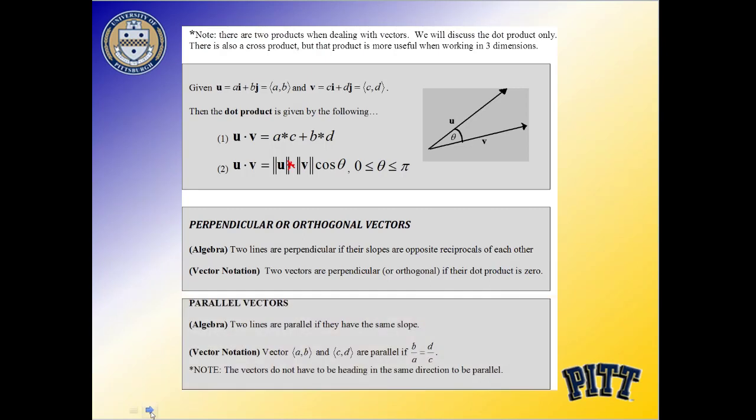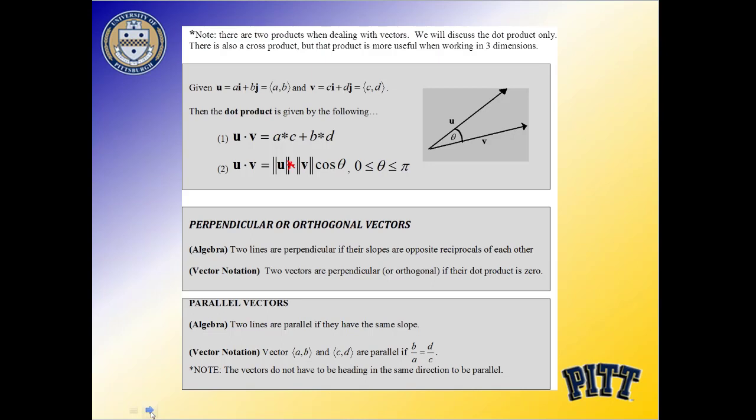Parallel vectors. In vector notation, two vectors are parallel if I take the ratios of the second component over the first component and get the same thing, which kind of deals with what the slopes are. Depending on what textbook you're looking at, in the Axler textbook, vectors do not have to be heading in the same direction to be parallel.